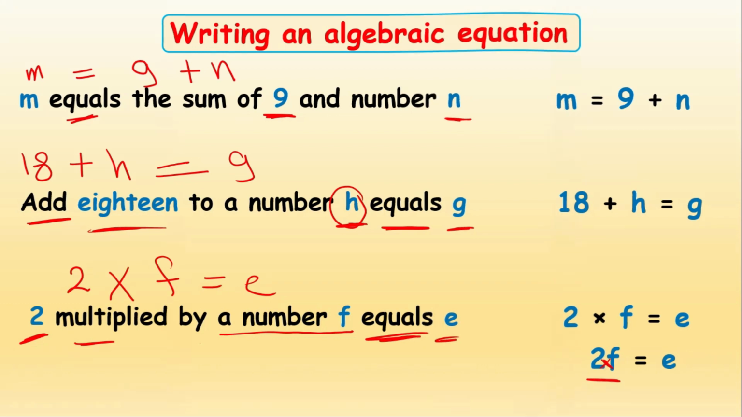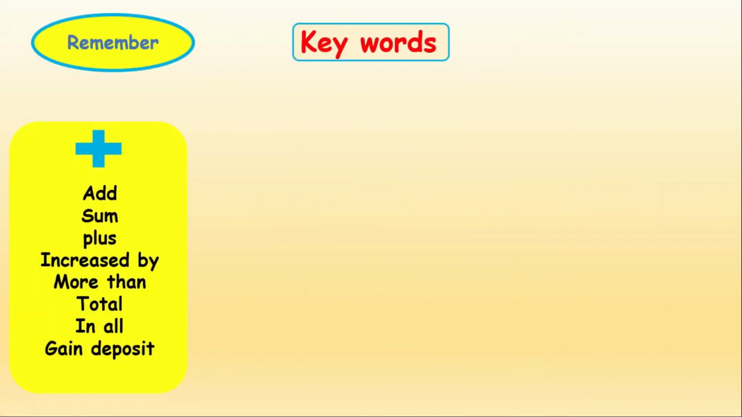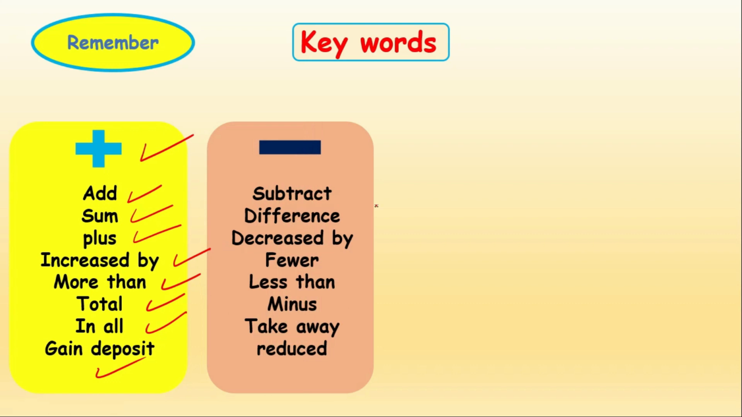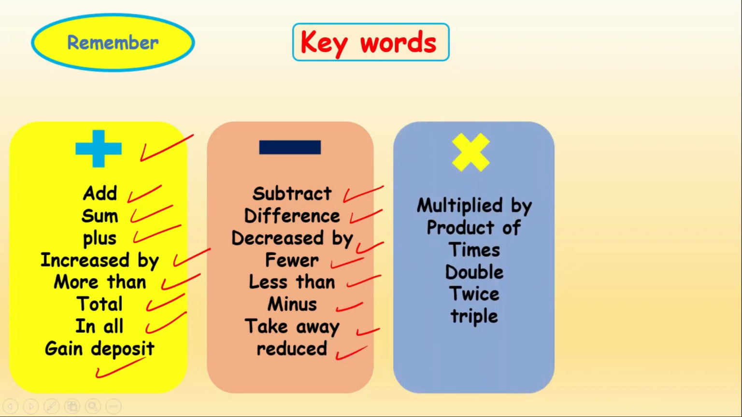Got it? Now let's remember some keywords that we studied in unit 3. Some words refer to addition, so when you find these words you will do a plus operation: add, sum, plus, increased by, more than, total, in all, gain, deposit. The next, subtraction. Some words refer to subtraction like subtract, difference, decreased by, fewer, less than, minus, take away, reduced.